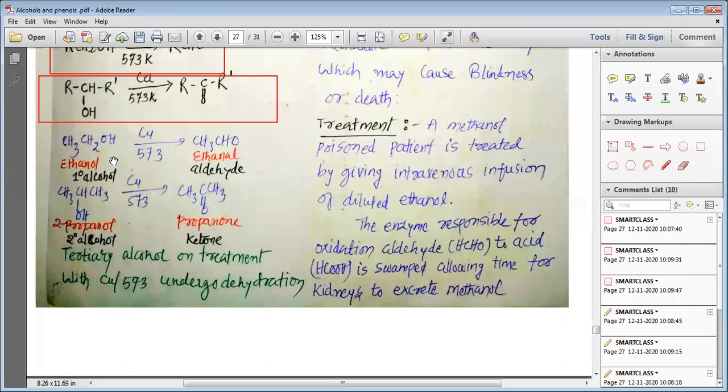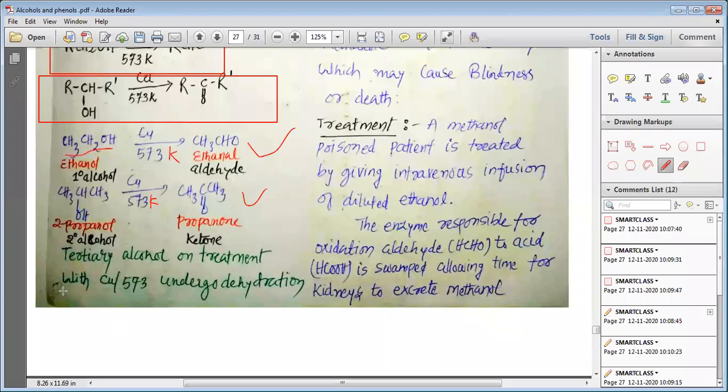Let us do the same. So if you have ethanol and if you heat it with the copper metal at 573 Kelvin temperature, you will get ethanal. If you have 2-propanol and if you heat it with the copper at 573 Kelvin temperature, you will get propanone. So you can see that primary alcohol is converted to aldehyde, whereas secondary alcohol is converted to ketone.